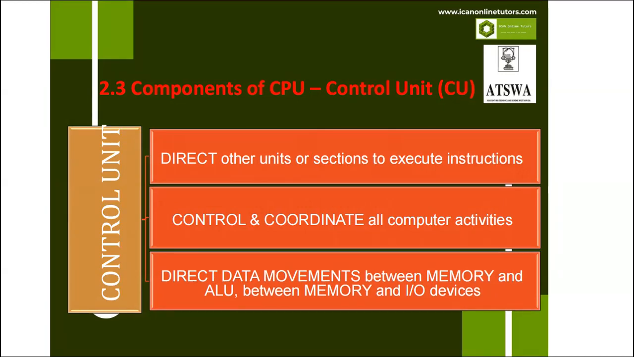So that means there are some departments within that control unit that respond to it. The control unit is the head department that directs those departments. They wait for instructions from the control unit before they can execute their own instructions. So what other things does the control unit do? The control unit controls and coordinates all computer activities.